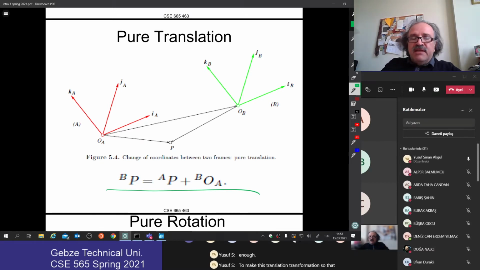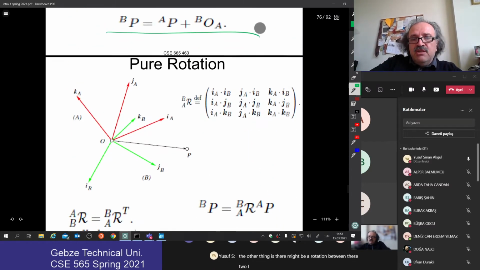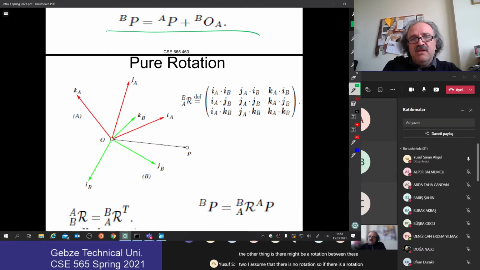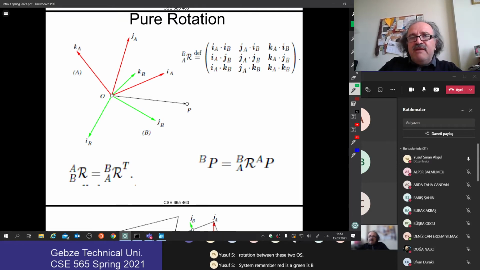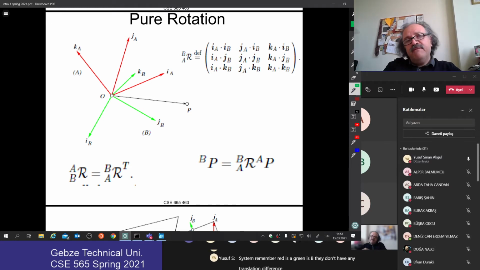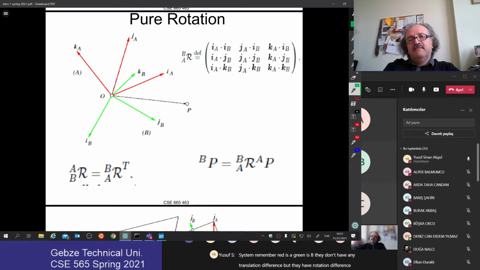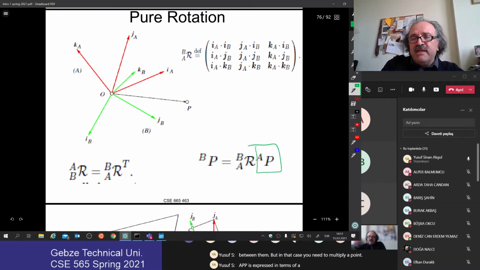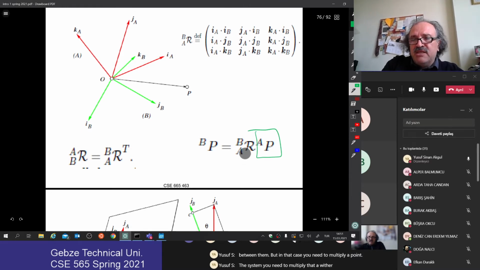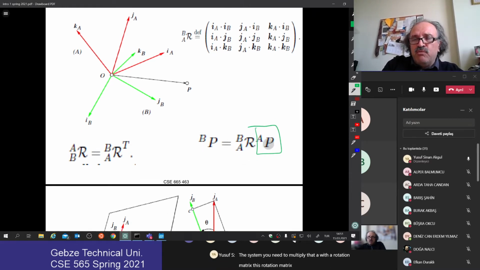So that's one thing. The other thing is there might be a rotation between these two. I assumed that there is no rotation. So if there is a rotation between these two coordinate systems, remember red is A, green is B. They don't have any translation difference, but they have rotation difference between them. But in that case, you need to multiply a point P, expressed in terms of A coordinate system, with a rotation matrix. This rotation matrix will transform this point from A coordinate system to B coordinate system.